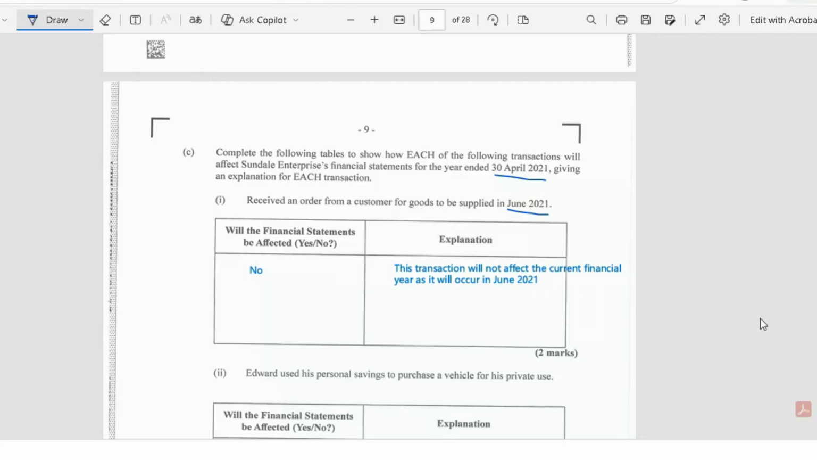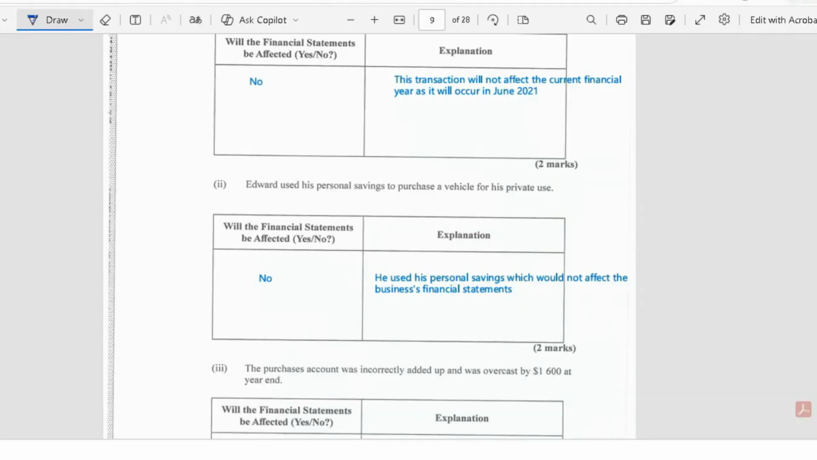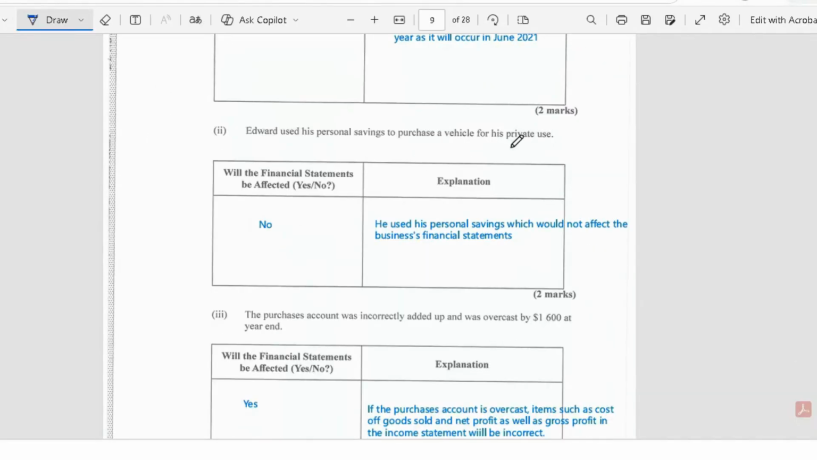So it would not more than likely affect your financial statements. It says Edward uses personal savings to purchase a vehicle for private use. Now notice this: personal savings, private use. He did not use business money, so therefore it will not affect the business account. Alright? And he did not buy for the business, so it will not affect the business account. So I said no, he uses personal savings, which will not affect the business's financial statements.